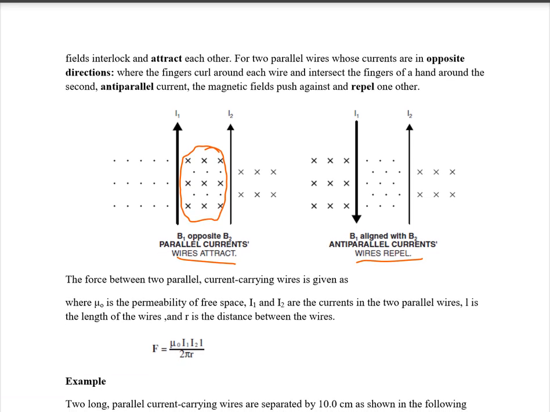And to calculate the force between these two, either the attractive or the repulsive force, we use this equation. Here mu naught is the permeability of free space, and I1 is the current flowing through the first wire, I2 is the current flowing through the second wire, L is the length of the wire. The lengths of the two wires are equal, therefore you can take one of the two lengths, and R is the separation distance between them.